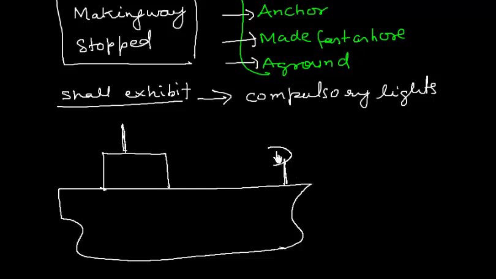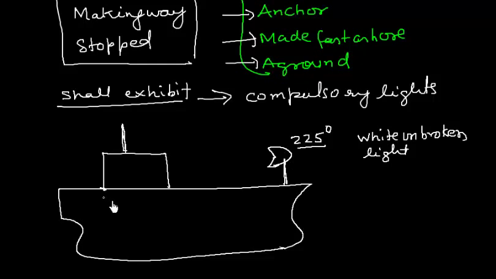Well, this is the masthead light forward, and I'm using this shape because the arc of the masthead light is 225 degrees. The masthead light is defined as a white unbroken light over an arc of horizon of 225 degrees, and so fixed so that it can be seen from right ahead to 22.5 degrees abaft the beam.